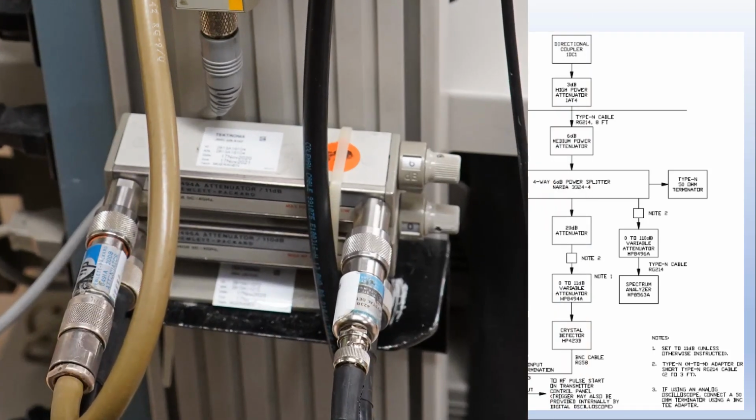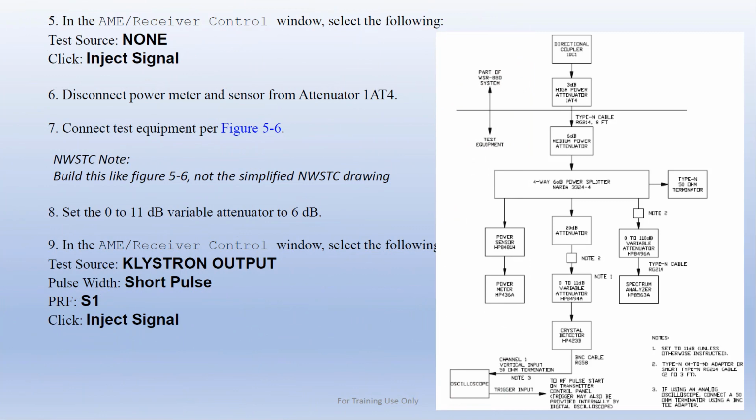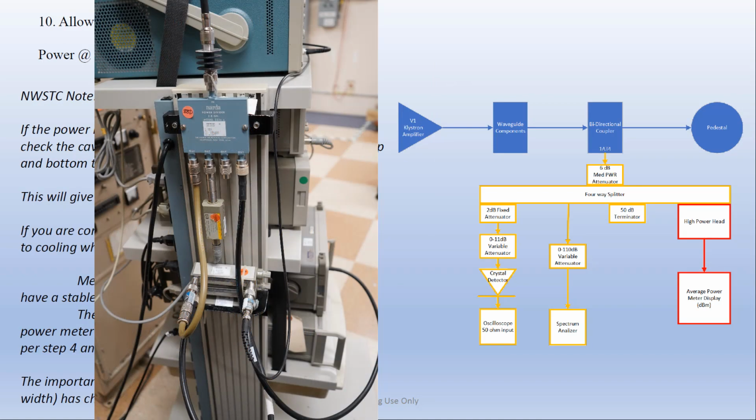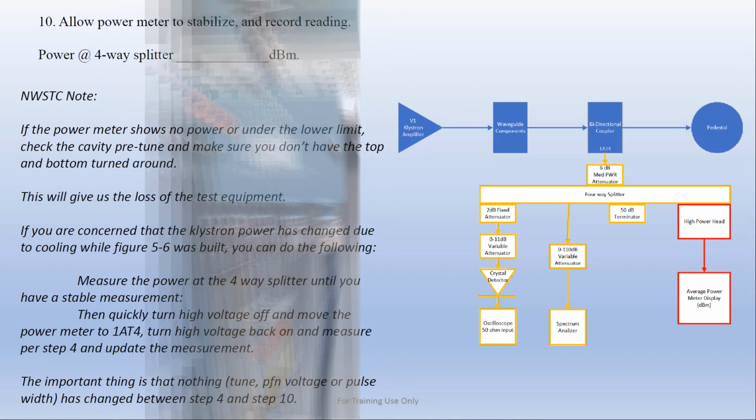That'll be our first pulse width we're going to measure. And then we'll fire our tube back up with the Klystron output as our test source. Pulse width should still be in shorten 1, PRF should still be S1, and we'll inject our signal. At this point, we're going to measure the output of the 4-way splitter.